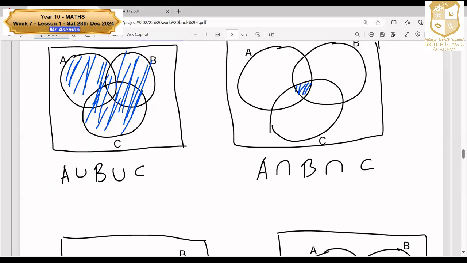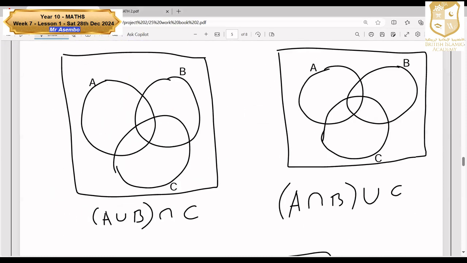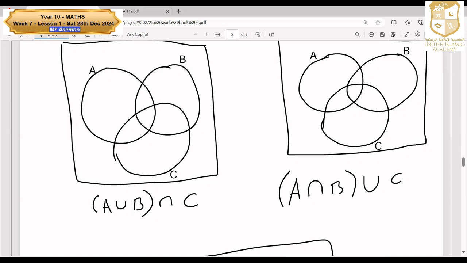Okay. Now let's check the next one here. It's a little bit challenging. Let's say we have A union B, then intersection C. Whenever you have an intersection, remember, it must be appearing both in A union B and in C. A union B, then intersection C. Let's try to shade that one now. A union B will be all this one here.